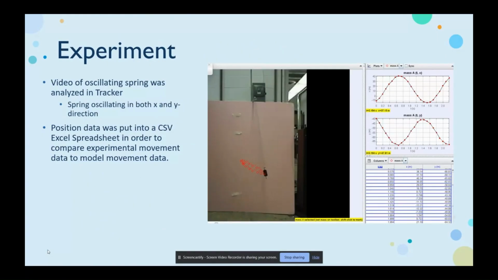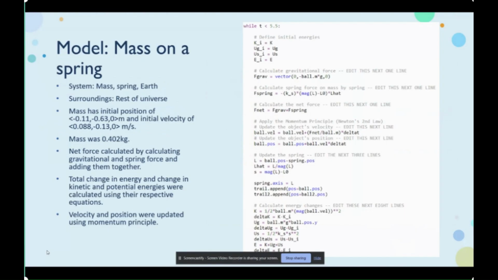In the experiment, I used a video of a mass on a spring being released and analyzed its oscillating motion in both the x and y directions. I then copied and pasted this data into an Excel file and converted it to a CSV file in order to compare it to the model. The system was the mass, the spring, and the Earth. The surroundings are the rest of the universe.